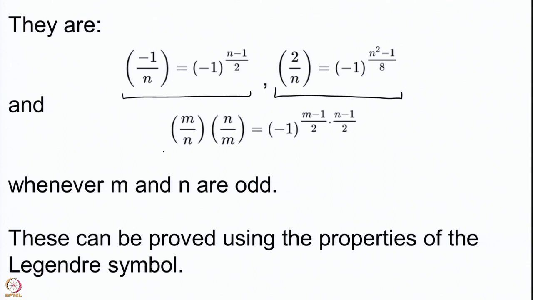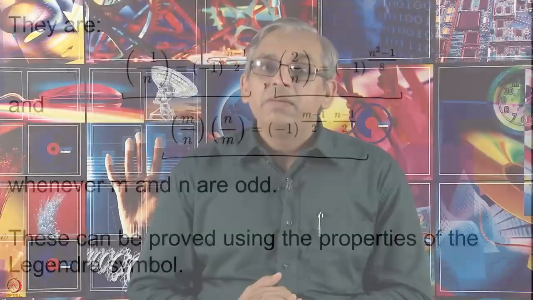And finally, we have that whenever m and n are odd natural numbers, then m by n and n by m satisfy this generalized reciprocity law. So, these three properties can be proved using the similar properties for the Legendre symbol. So, we are not going to give their proofs. However, note that for -1 we have used the Euler criterion.